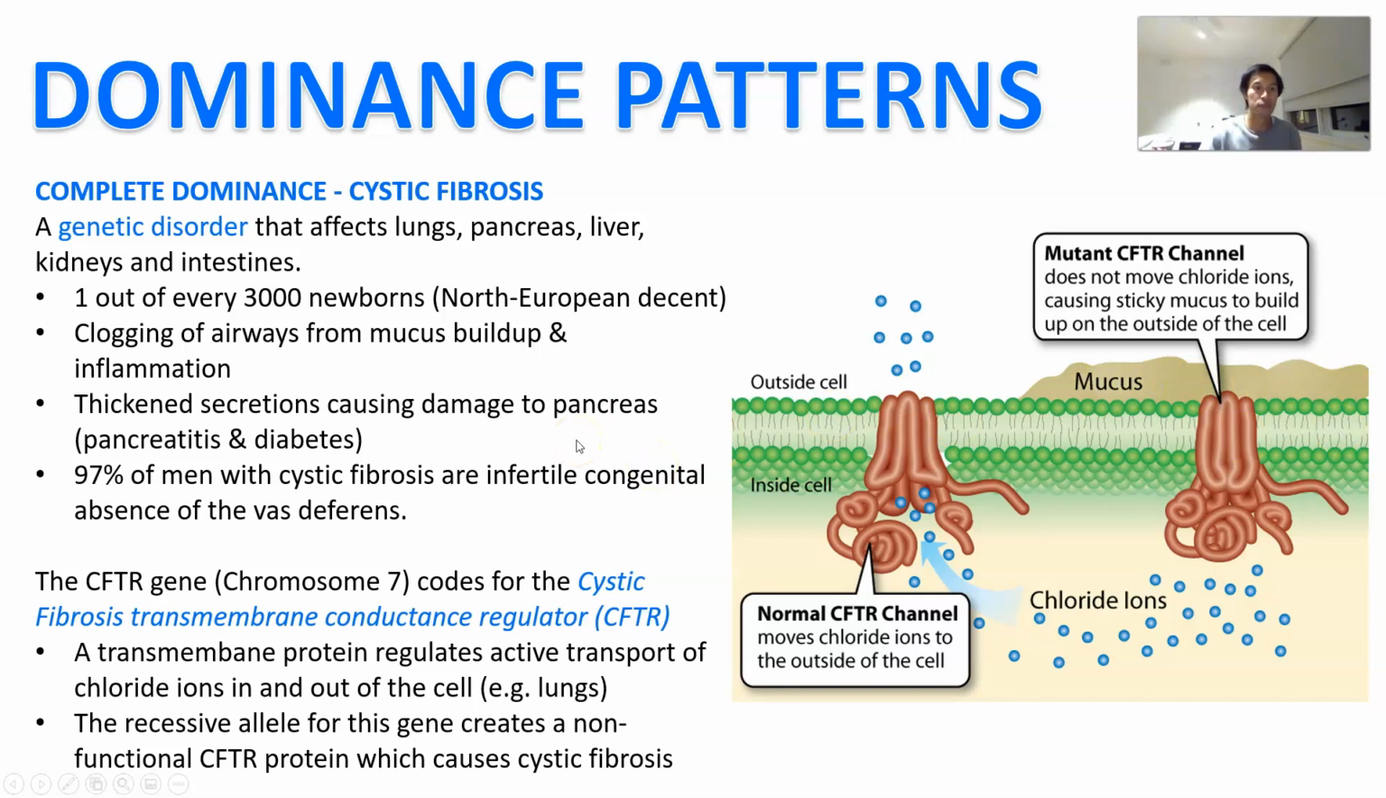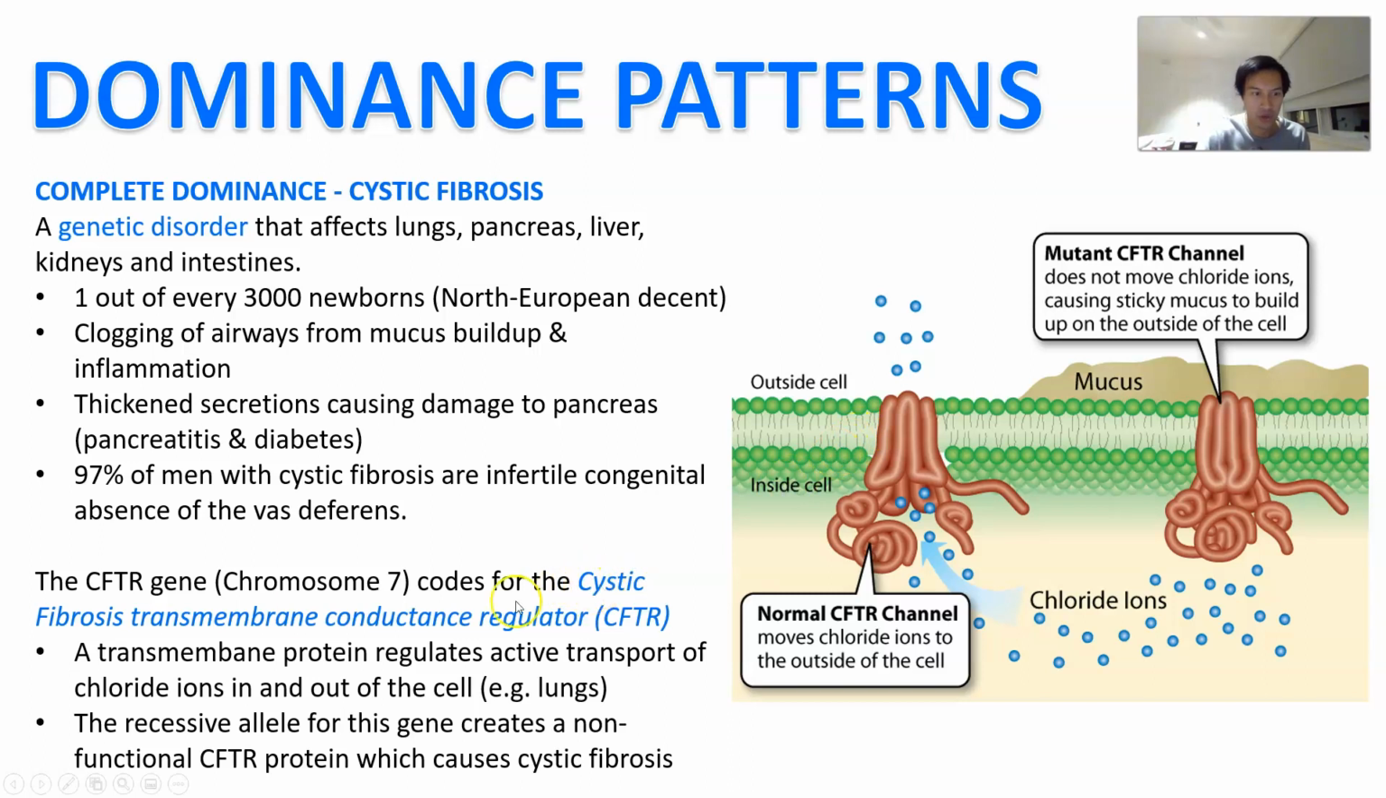In addition, 97% of men with cystic fibrosis are usually infertile because there is a congenital absence of the vas deferens. The vas deferens is the tube that delivers the sperm from the testes out of the penis. And so men with cystic fibrosis are generally missing that tube, and therefore they are infertile, right? Now, this is your CFTR channel, right? The CFTR channel plays a really important role, right? It stands for the cystic fibrosis transmembrane conductance regulator. Now, bit of a mouthful, right?